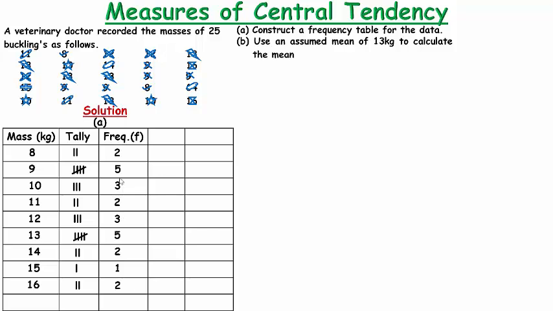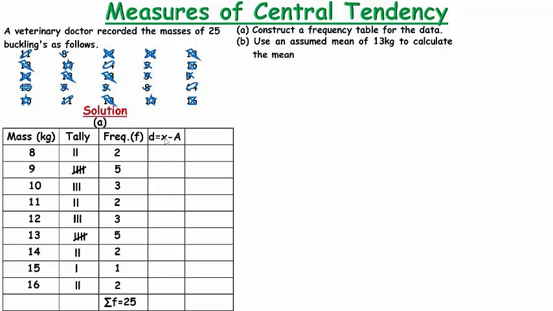Now I'm all set. The next thing to do is to sum up this column, and my summation should be equal to 25. So I write the formula, summation of F equals 25. If you sum up this, you agree with me that it's equal to 25. And this symbol is known as summation. F is for frequency. So summation of the frequency column equals 25.